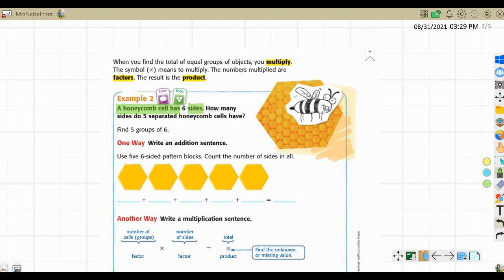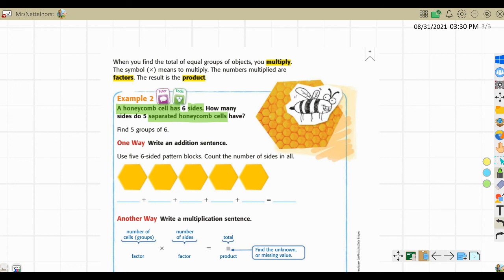Now, how many sides? That's the beginning of a question. But I have the number 5 here and I have separated honeycomb cells. Okay, so I'm just going to read the words and use the word some. So a honeycomb cell has some sides. Okay, then I have some separated honeycomb cells.